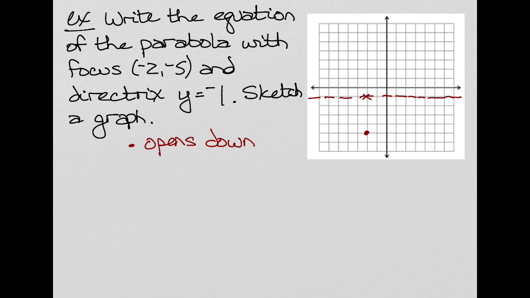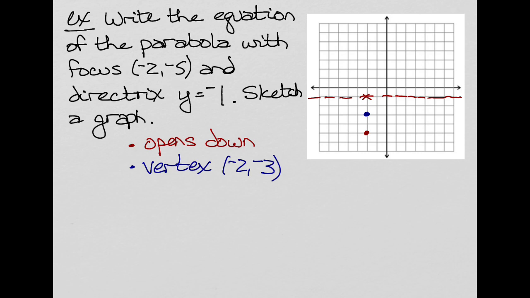We can also tell where the vertex is. The vertex is halfway in between the focus and the directrix, and that'll be right there, halfway in between. Let's see. Looks like the vertex is at the point -2, -3. So now I can tell when I write my equation, h is -2, k is -3.